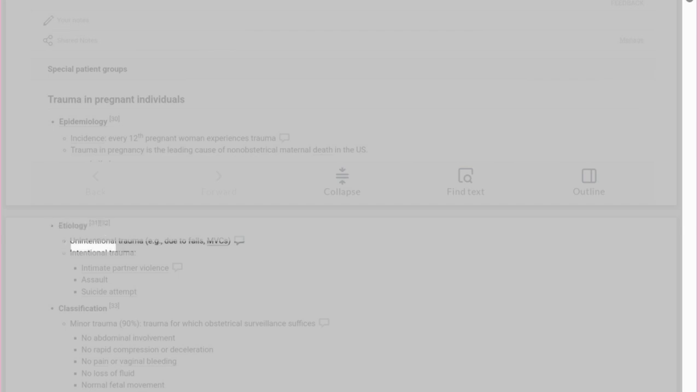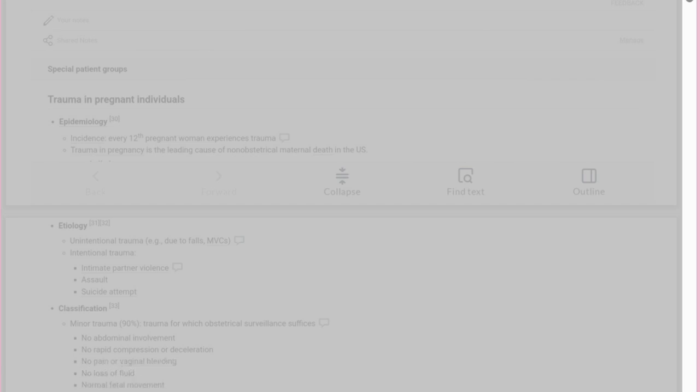Etiology: unintentional trauma, for example due to falls and MVCs; intentional trauma, equals intimate partner violence, assault, or suicide attempt. Classification: minor trauma, 90% of trauma, for which obstetrical surveillance suffices. Equals no abdominal involvement, no rapid compression or deceleration, no pain or vaginal bleeding, no loss of fluid.